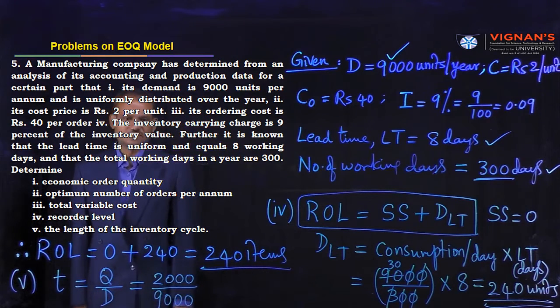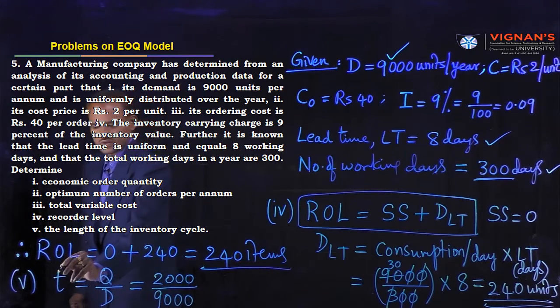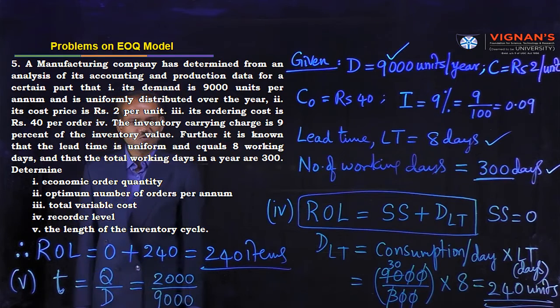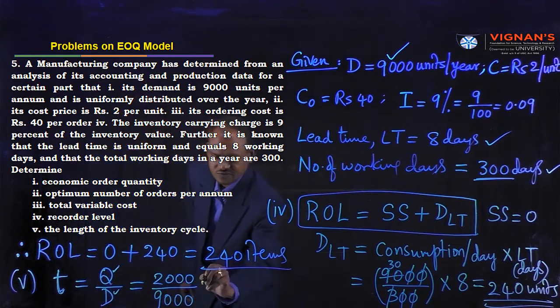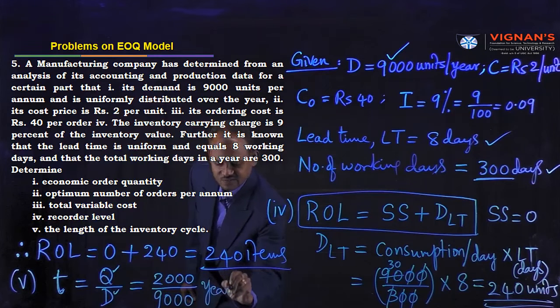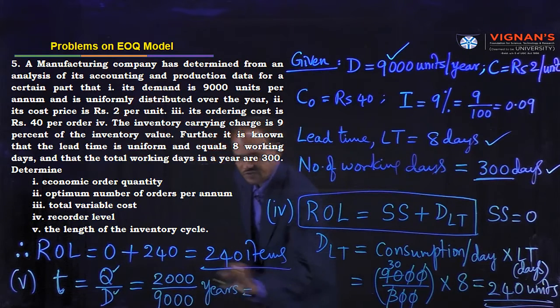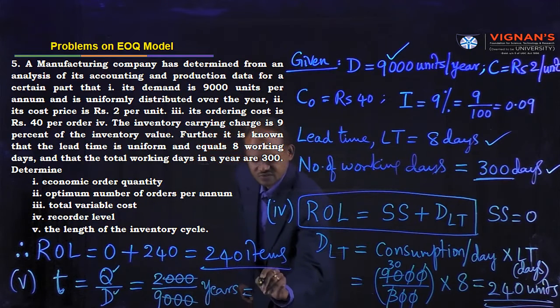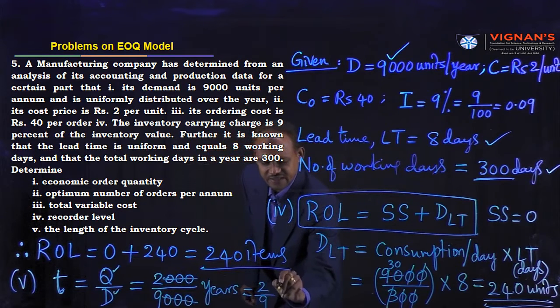Now you can tell what the unit of time T is. This is an important point. What is the unit of T? In this case, Q is represented in units, and D in units per year. Therefore, this unit becomes years. So, after cancellation of zeros, it becomes 2 by 9 year.